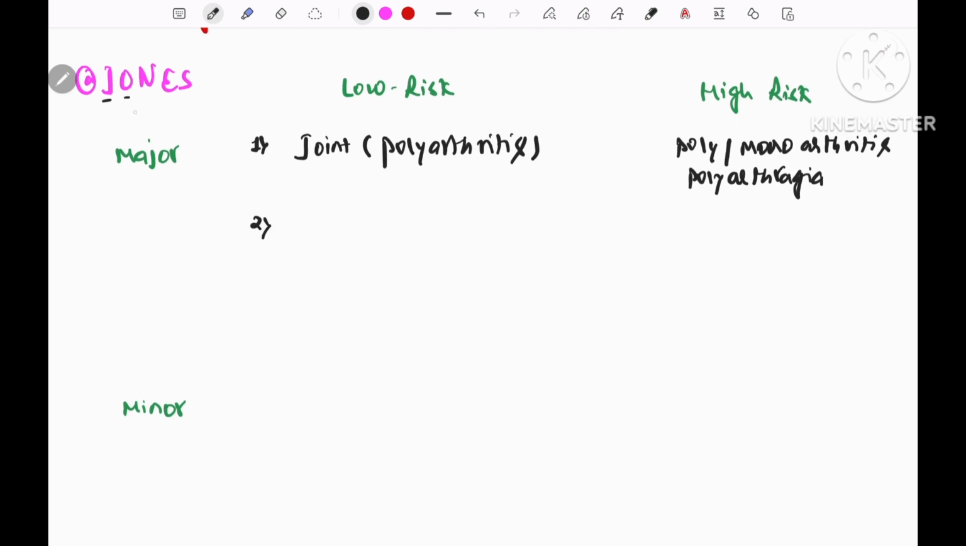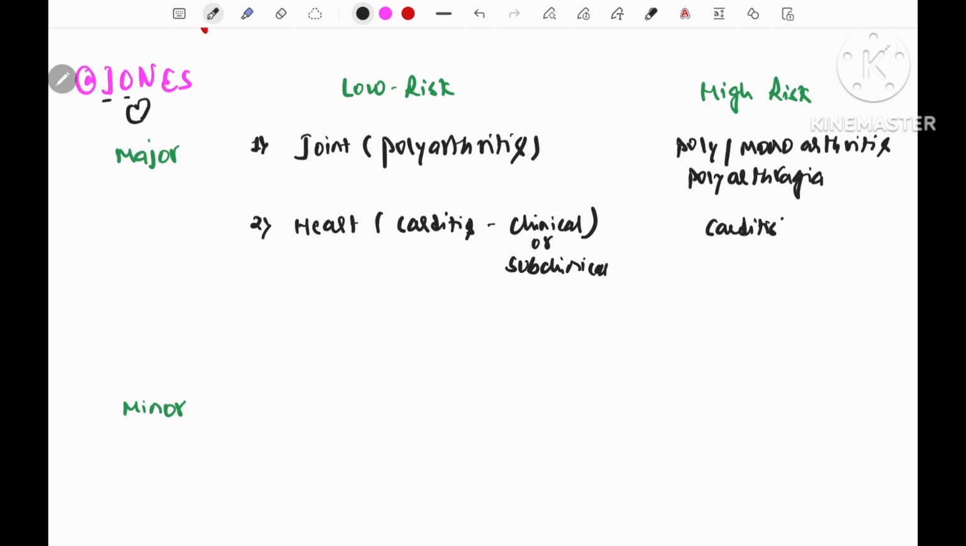Now O means this type of heart. So in heart, if low risk, there should be carditis. It can be clinical or subclinical. Previously there was only clinical, but now it can be subclinical also. And similar is the case for high risk: carditis, clinical or subclinical.